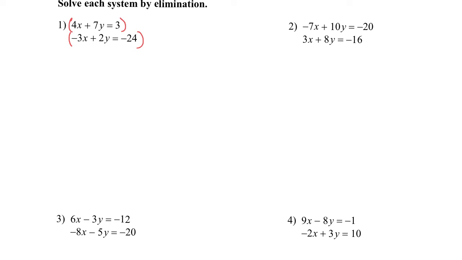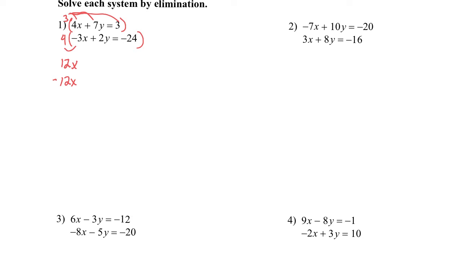So if you look at the x's, I can multiply the 4 by 3 to get to 12 and the 3 by 4 to get to 12. And since the 3 is already negative, I'm going to distribute the 3 to the 4x there and get 12x. I'm going to distribute the 4 to the negative 3 there and get a negative 12x. Right, so those will eliminate right there. And then I just have to distribute the rest of them and then solve my equations.